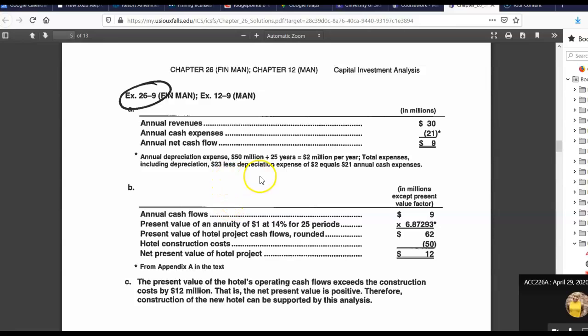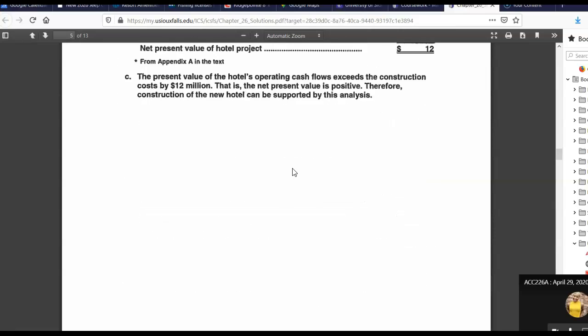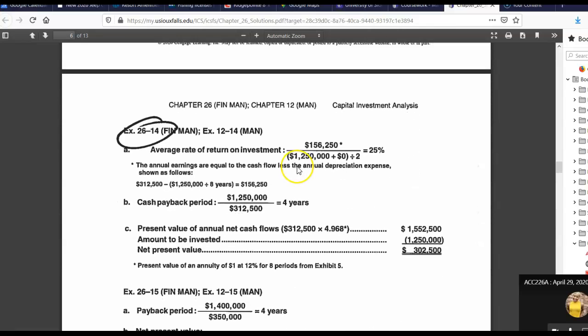Questions on 7 and 9. Okay. Let's look at number 14. Hang in there.